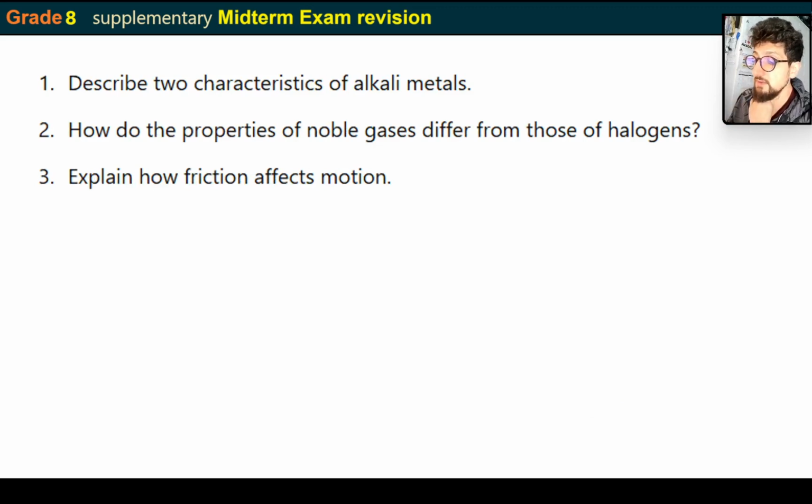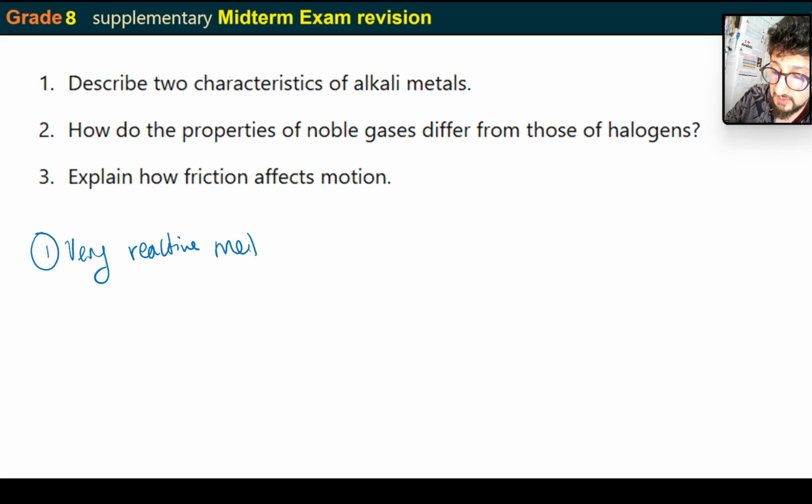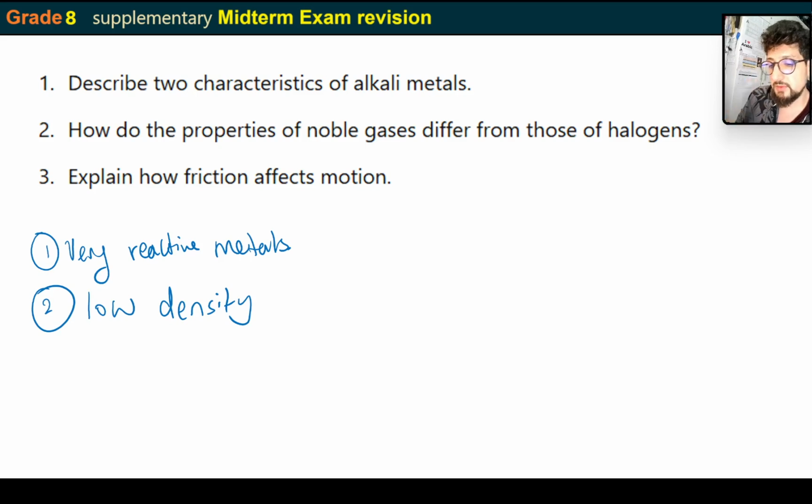Describe two characteristics of alkali metals. So alkali metals are in the first group of the periodic table, and as you already know, they are very reactive metals. You could also say anything about them that is metallic. So you could say they're conductive, malleable, ductile, any of those things. But they're also known for having low density, which means they float on top of water, and you can cut them with a butter knife. So they have low density, they're easily cut, they're very malleable, very ductile.